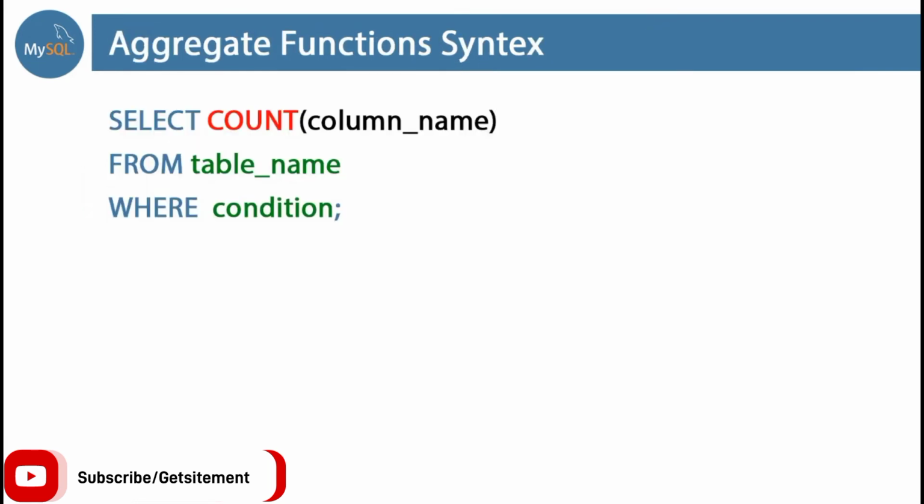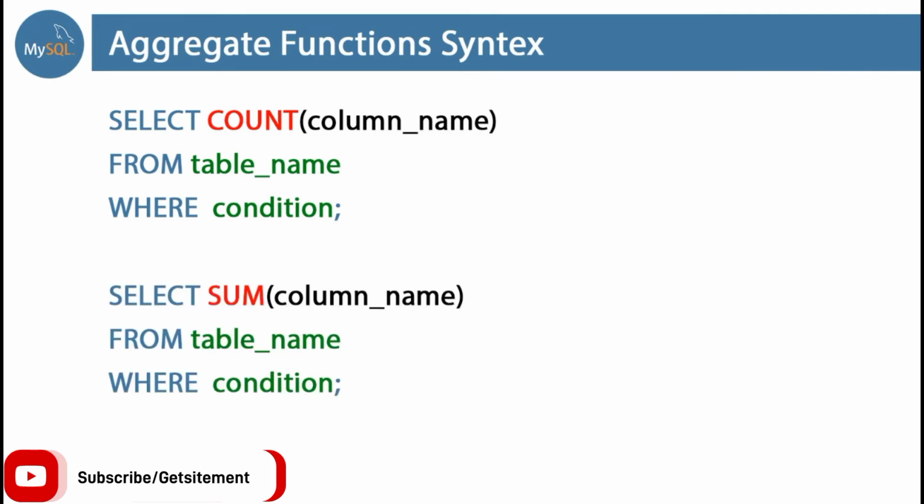Now let's see how we can use it with the select command. First we need to type the select command. And then we need to use the aggregate function. Here we use the count function. Then inside the round braces we need to provide the exact column name. Then we need to type from and our table name. And if you want to set a condition, you can. It's optional, not mandatory.